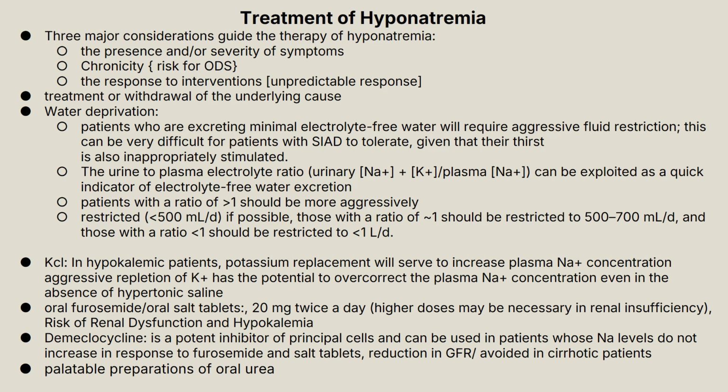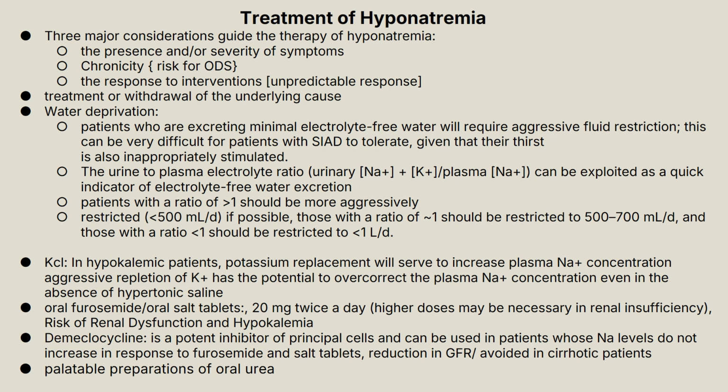Patients with a ratio of more than 1 should be more aggressively restricted to less than 500 ml per day if possible. Those patients with a ratio of 1 should be restricted to 500 to 700 ml, and those with a ratio of less than 1 should be restricted to less than 1 liter per day.